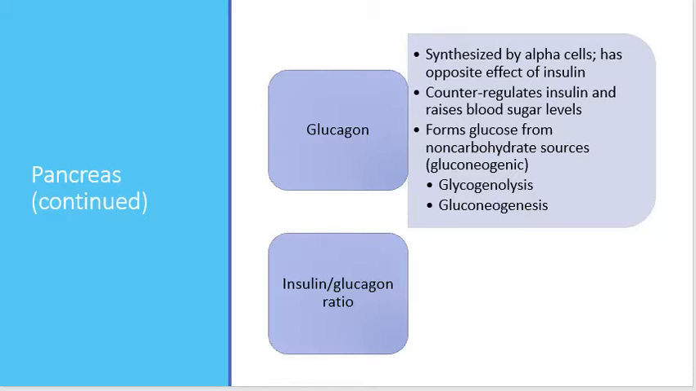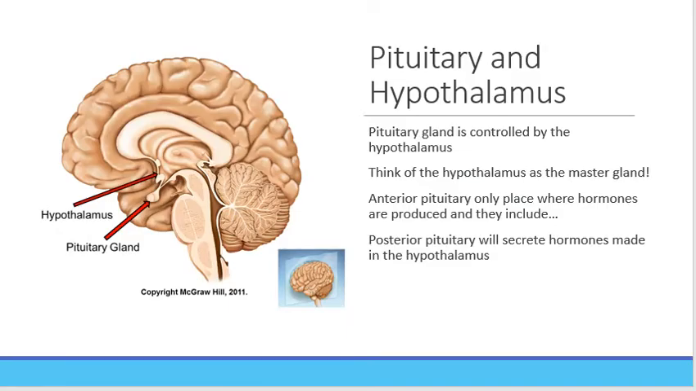The pituitary and hypothalamus. The pituitary gland is controlled by the hypothalamus. Think of the hypothalamus as the master gland. The anterior pituitary is the only place where hormones are produced, and they include ACTH, TSH, prolactin, FSH, or follicle stimulating hormone, and LH, luteinizing hormone. The posterior pituitary will secrete hormones that are made in the hypothalamus, and this would include things such as ADH and oxytocin.